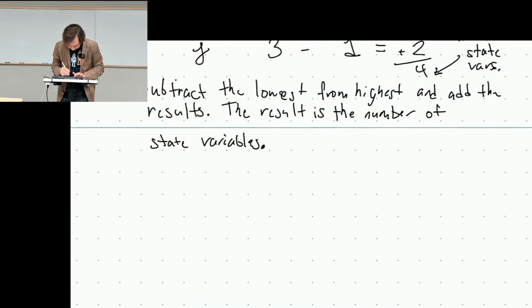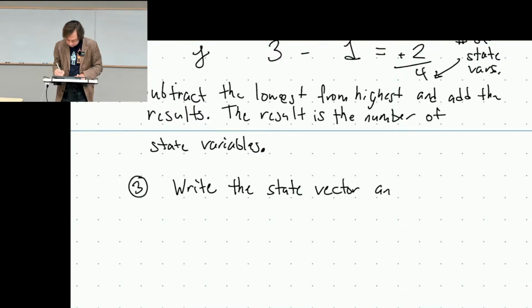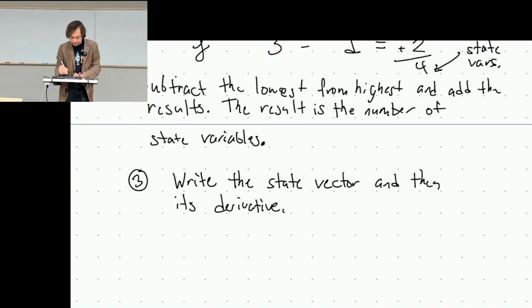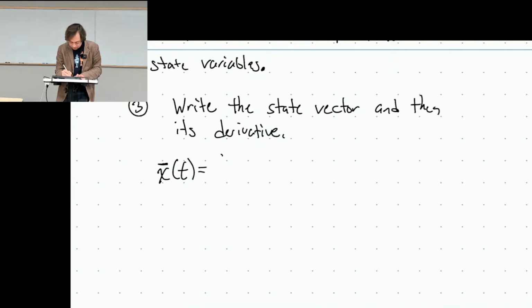Okay. All right. Now number 3. This is a big one. Write the state vector and then its derivative. Okay, so let's write the state vector. We'll call it x of t as the state vector. In this case, I guess I got to tell you what the state vector is. I'm so sorry. Write the state vector and its derivative.